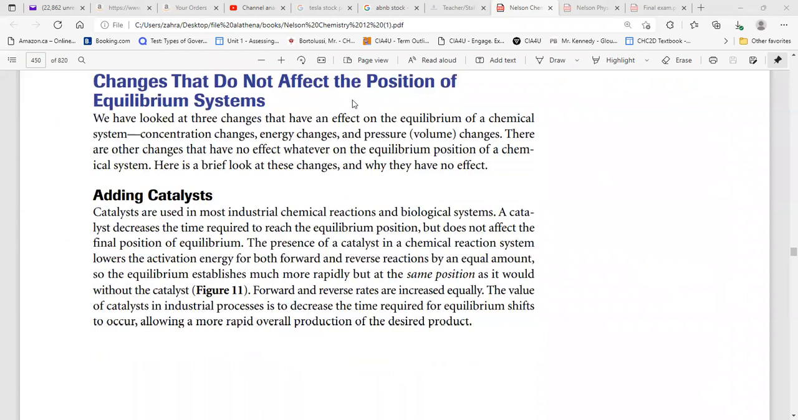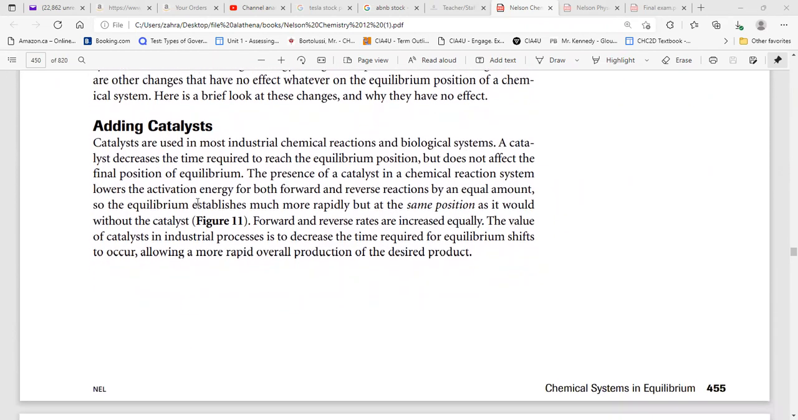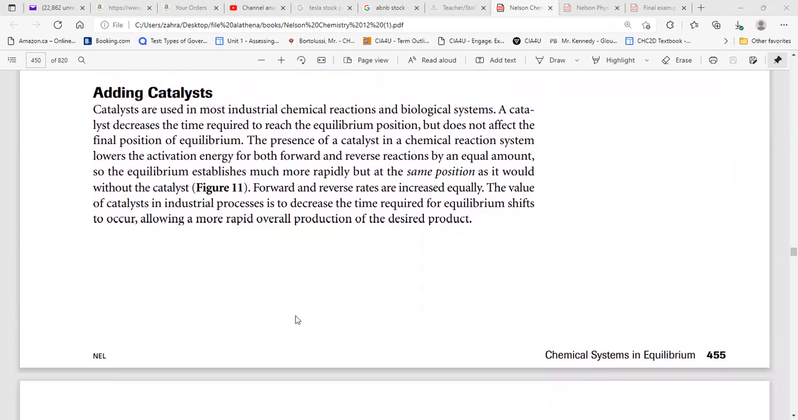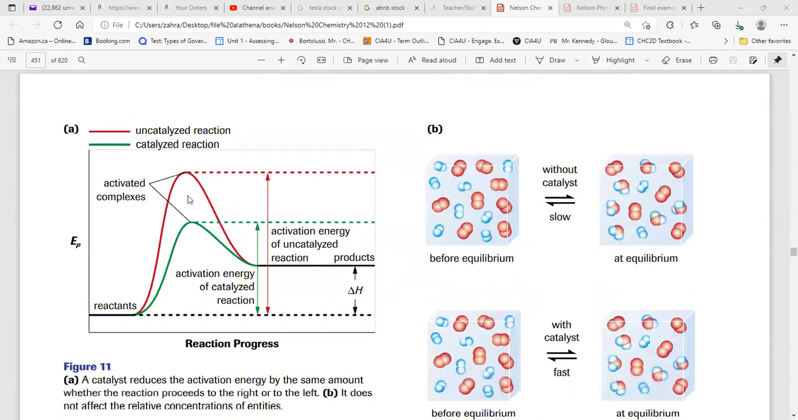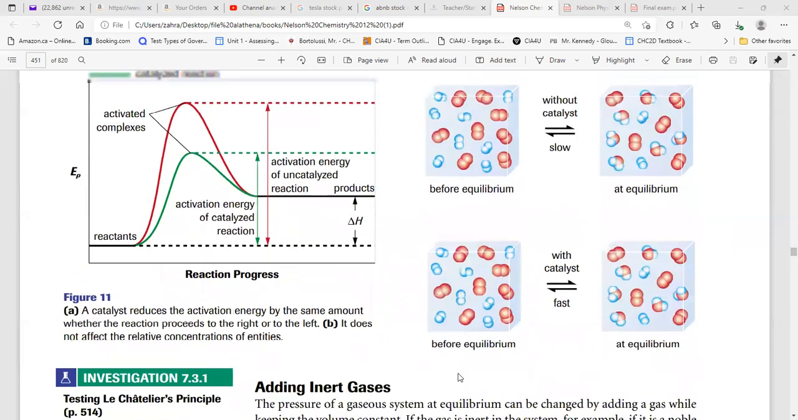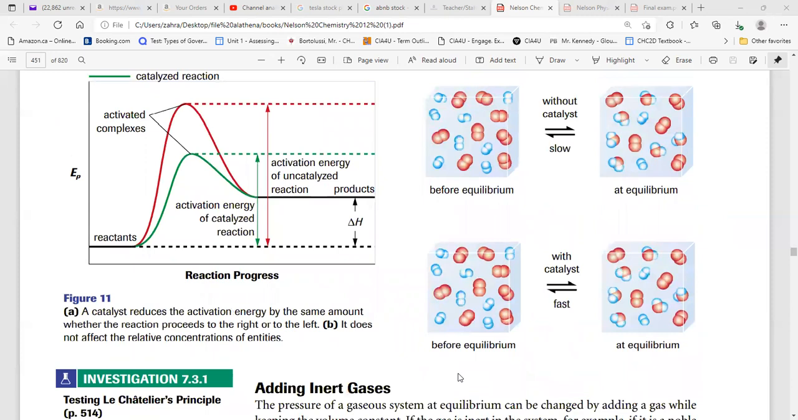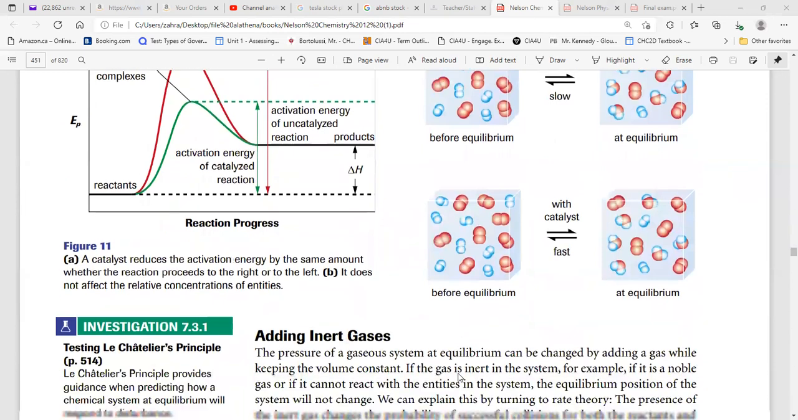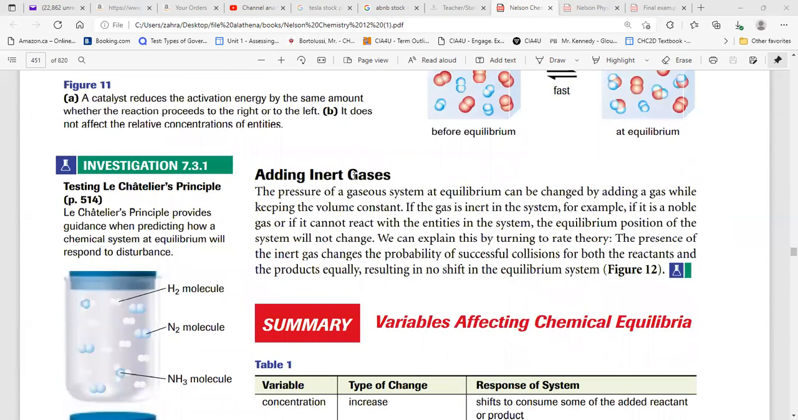So what does not affect the equilibrium system? If you add a catalyst, it won't affect your equilibrium because the catalyst just lowers the activation energy. Backward activation energy is from here to here, and forward activation energy is from here to here. So backward and forward activation energy will both be decreased. That's why it just makes your reaction get to equilibrium faster, but it won't change the direction of this reaction. Also, adding inert gas will not affect the equilibrium.